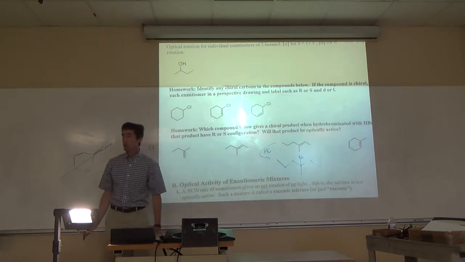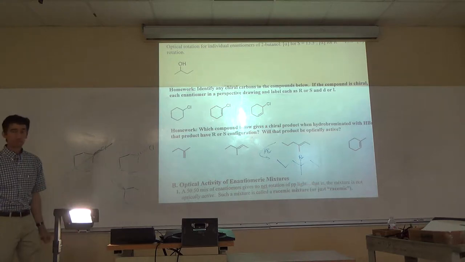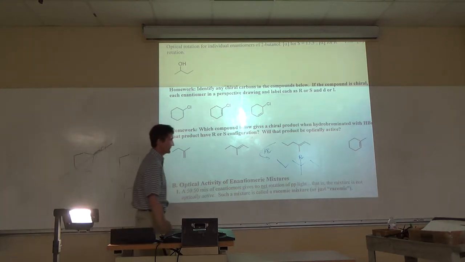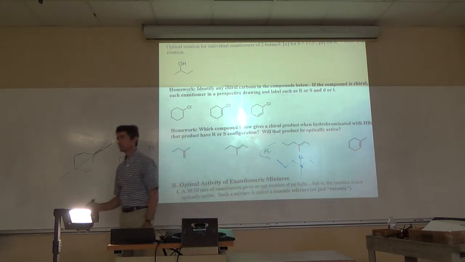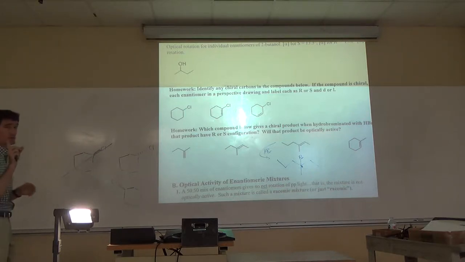Is that a chiral product? Yes, we have a chiral carbon here. Is the compound as a whole chiral? Yes, we say if you have one chiral carbon, the compound's going to be chiral. It ruins the symmetry of the whole. What if you have two chiral carbons? Could be meso. Now we have possibility of meso. But if you only have one, it's always going to be chiral.